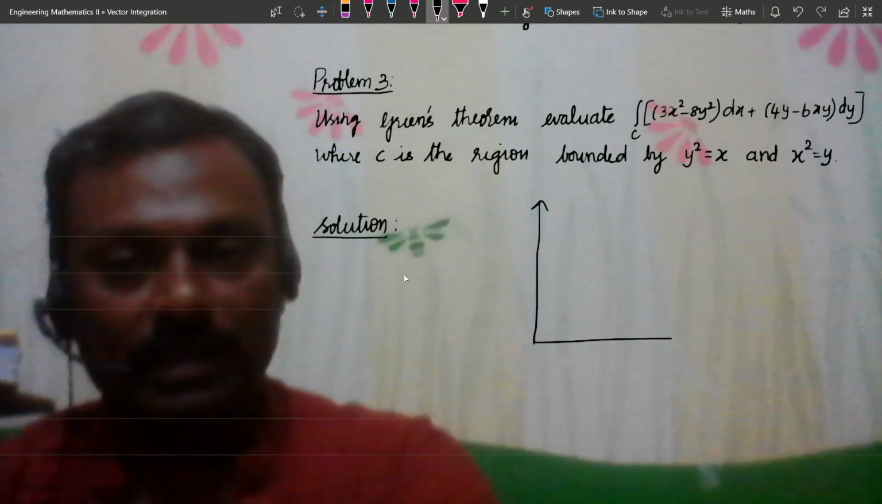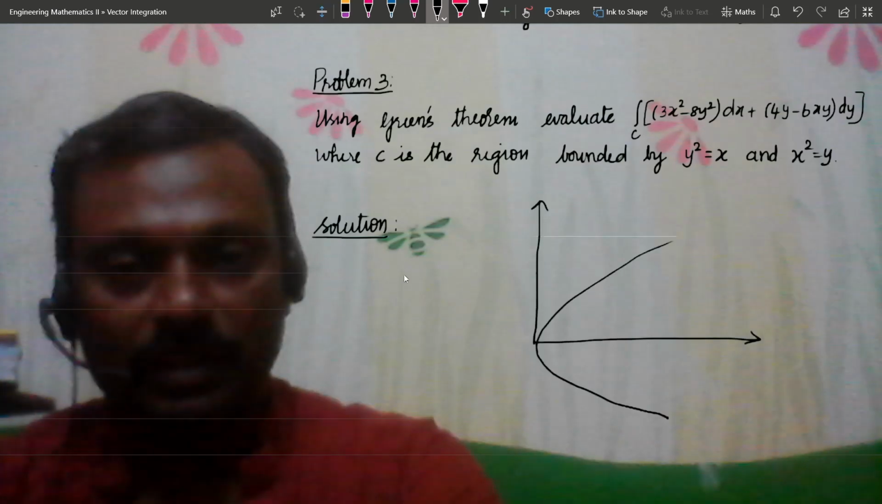So x squared equal to y is a parabola and y squared equal to x is also a parabola. So the region bounded between them is as shown on the screen. Now it's our aim to get the points of intersection. So to get the points of intersection, we note down the equations of the parabolas, y squared equal to x and x squared equal to y.